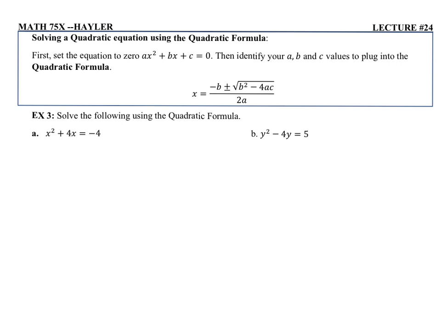But the main thing is first you need to set your equation to 0. Very similar to how we were just solving. Then you're going to identify your a, b, and c values. Okay, a, b, and c. And plug them into the beautiful quadratic formula. Alright, so let's go ahead and do that.